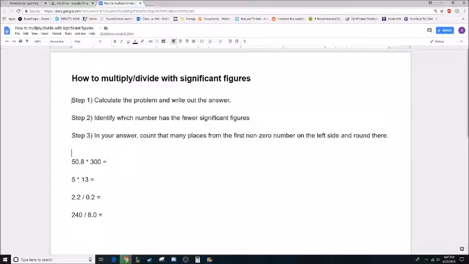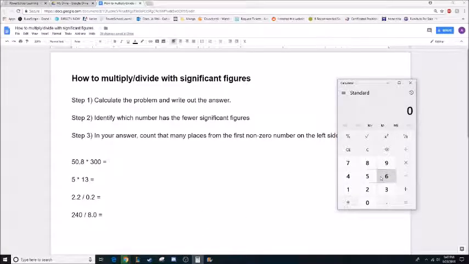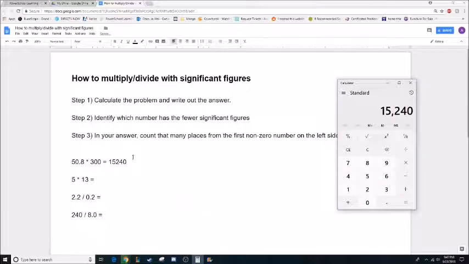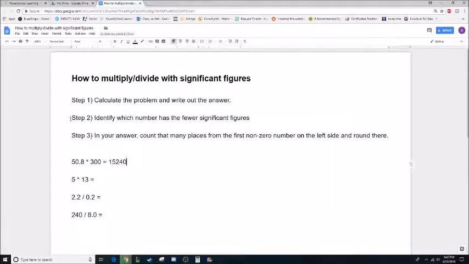So we're going to start with this first problem. Step 1 says to calculate the problem and write out the answer. So I'm going to take out my calculator again, because we're not trying to make our lives difficult. And I get this number for my answer. Now I'm going to move on to step 2.